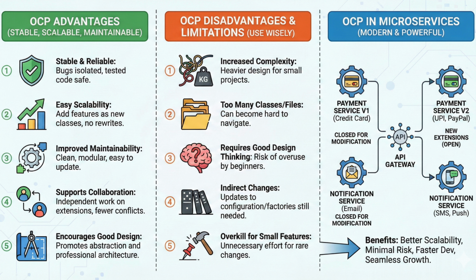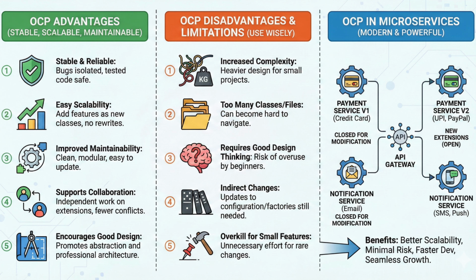Third, it improves maintainability. Code that follows OCP is clean, modular, and well organized. Developers can easily understand it, update it, and extend it even after years, which is extremely important in enterprise projects. Fourth, it supports team collaboration. Different developers can work on new features independently by creating new extensions without touching each other's code.